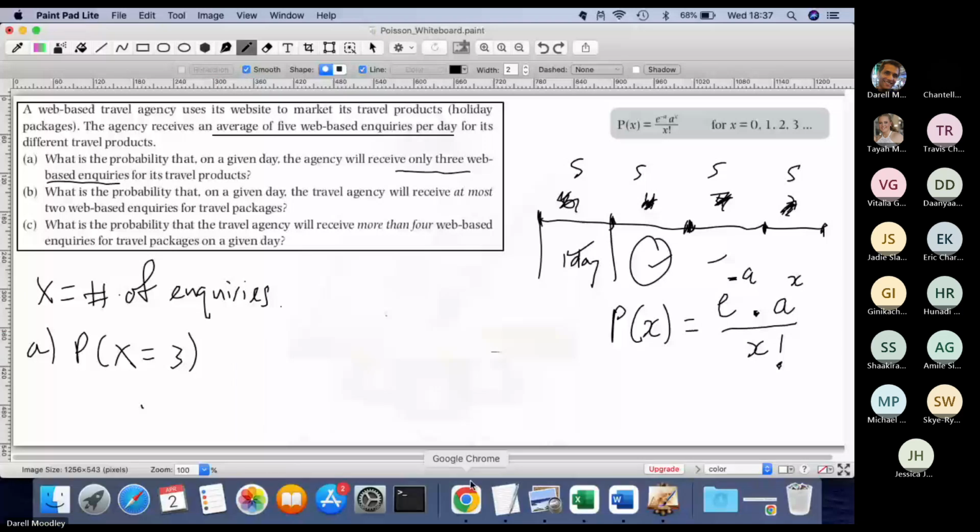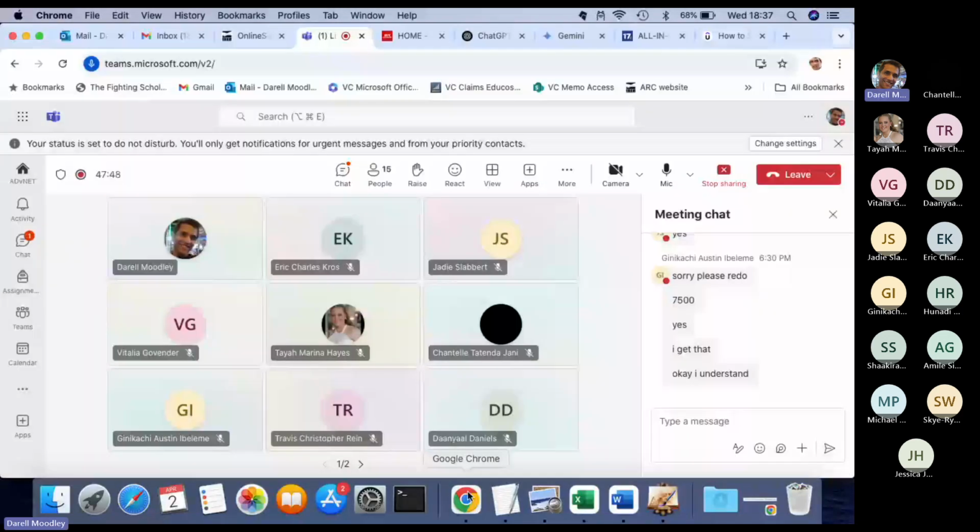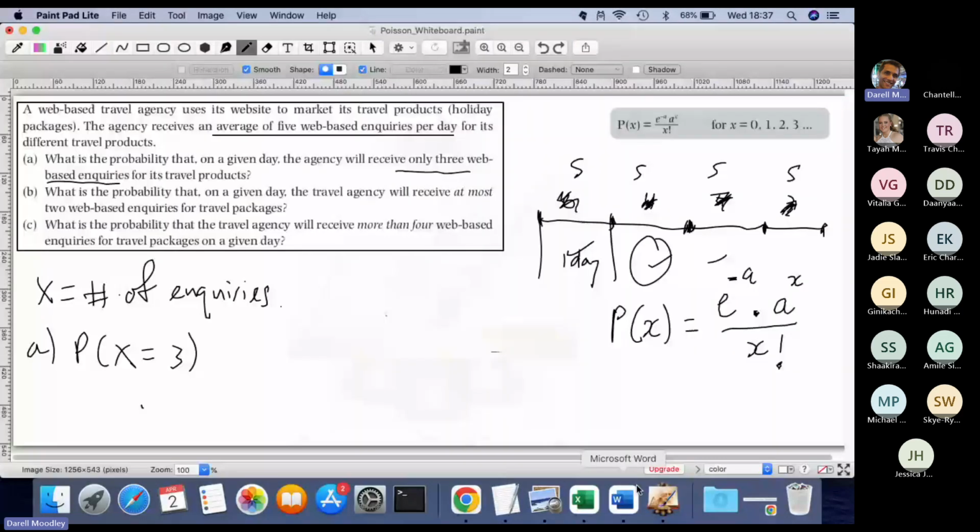Good. Before I get into the equations and the calculator work, I just want to check that everyone's all good with the equation. Just let me know otherwise. So that's what we're trying to work out.